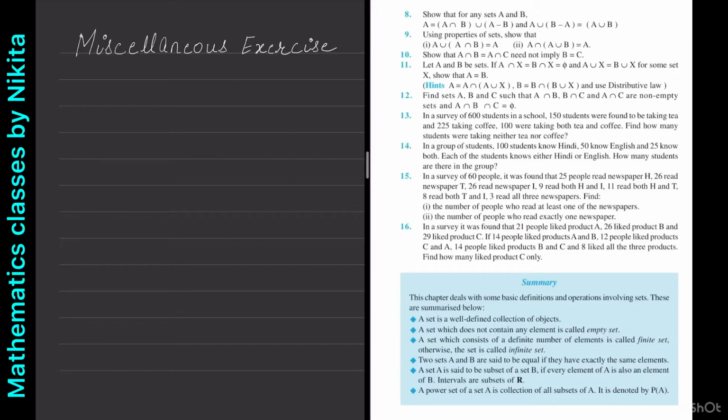So let's start with question number 13, which says that in a survey of 600 students in a school, 150 students were found to be taking tea and 225 taking coffee. 100 were taking both tea and coffee. Find how many students were taking neither tea nor coffee. Now, if you remember, we have done this type of questions earlier also in the word problems. Let's do question number 13.